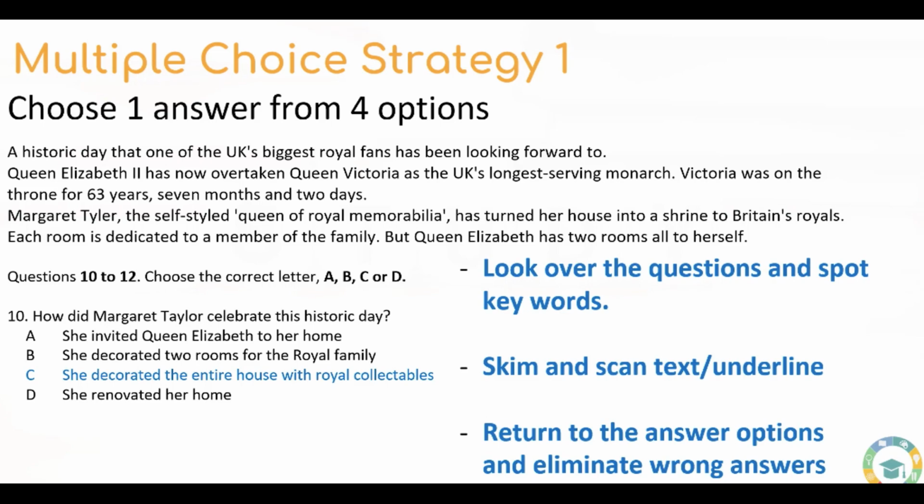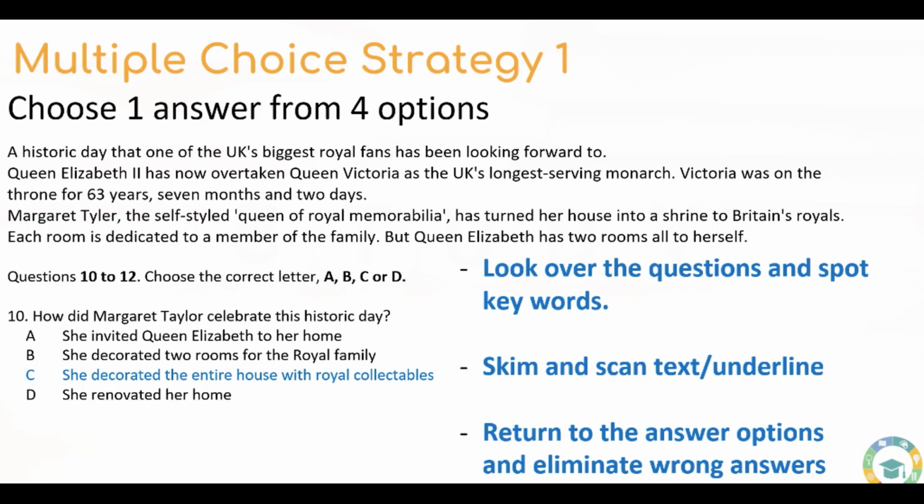First, look over the questions and spot key words. Skim and scan the text and underline key phrases here. Then return to the answer options and eliminate wrong answers. So, looking through the options A, B, C, and D, A, she invited Queen Elizabeth to her home. I can very quickly see that that answer is incorrect, as there's no mention of anything to do with inviting the Queen to her house.